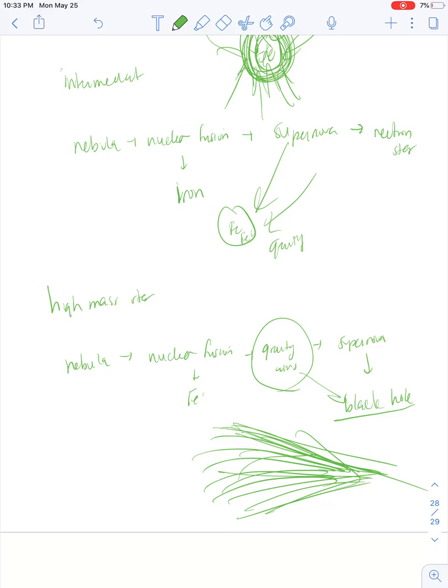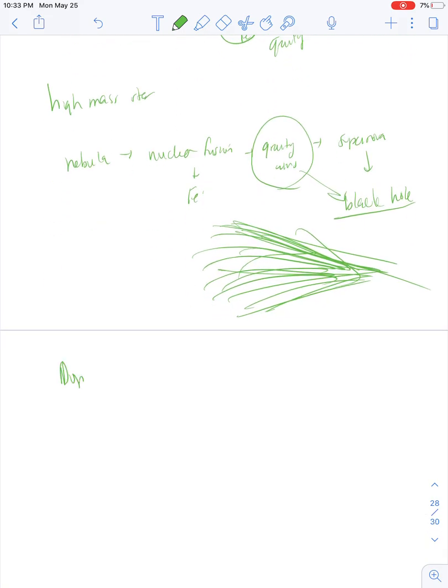I mean, the only other thing, I'm not going to do analyzing starlight. I'm just going to talk a little bit about the Doppler effect, and then I'm done.